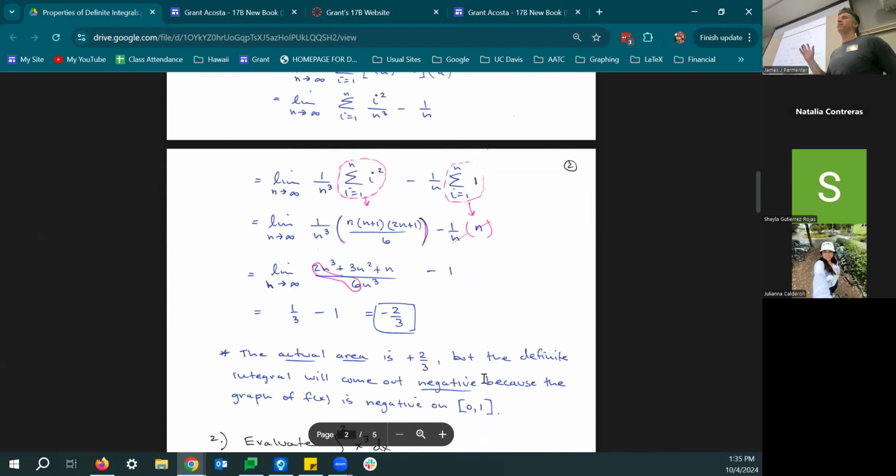So again, the limit calculation, terrible. But the idea that for regions where the function is under the x-axis, the definite integral comes out negative, I think should be relatively clear. It's happening because the answer is negative. Questions about this particular thing? Oh, I know, I was thinking of something else. That's good. So I would just point out that it is negative.